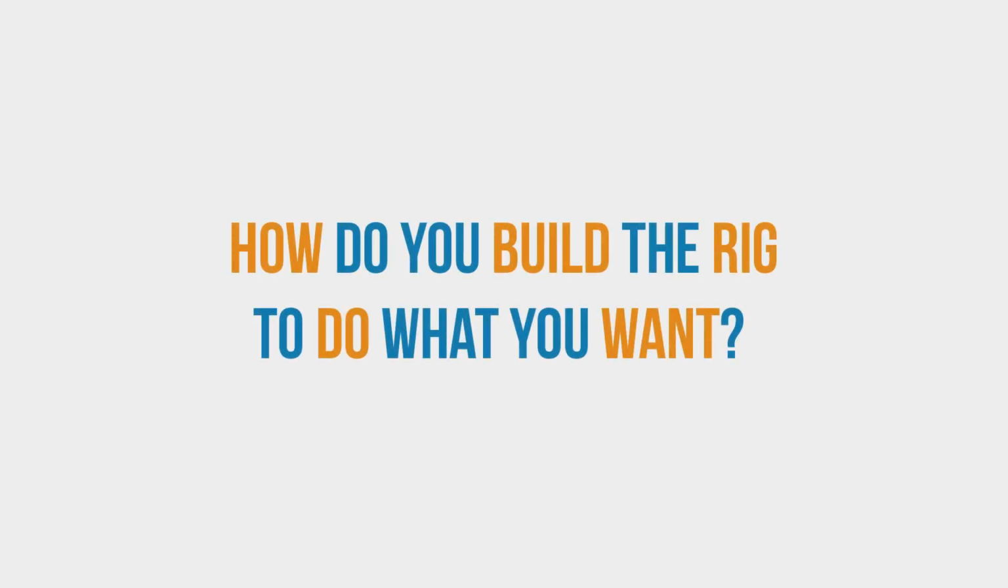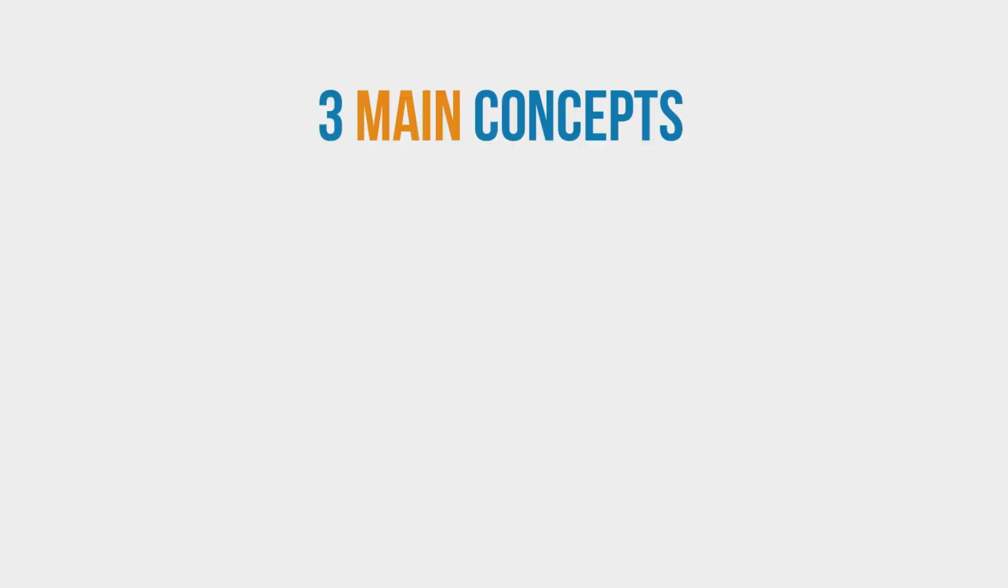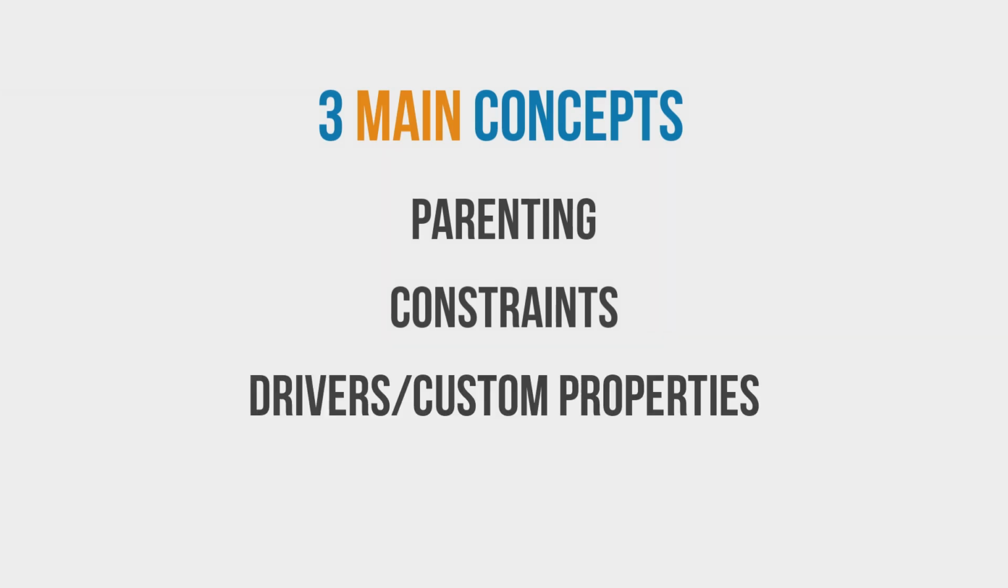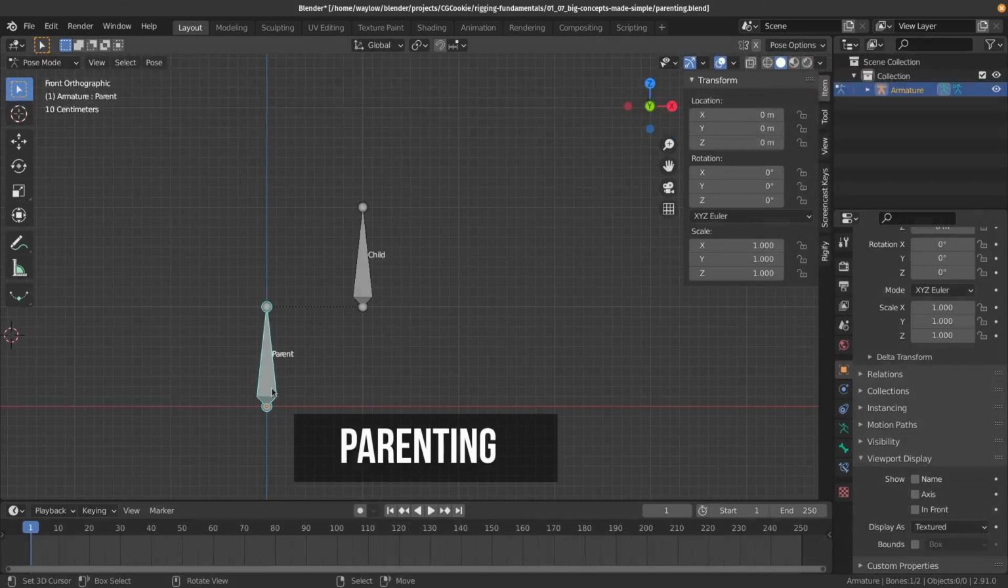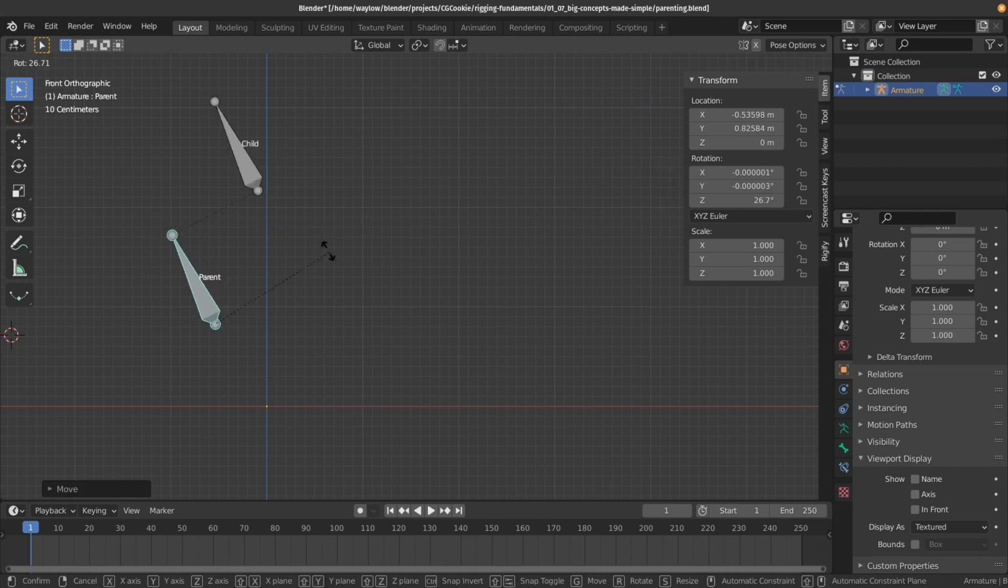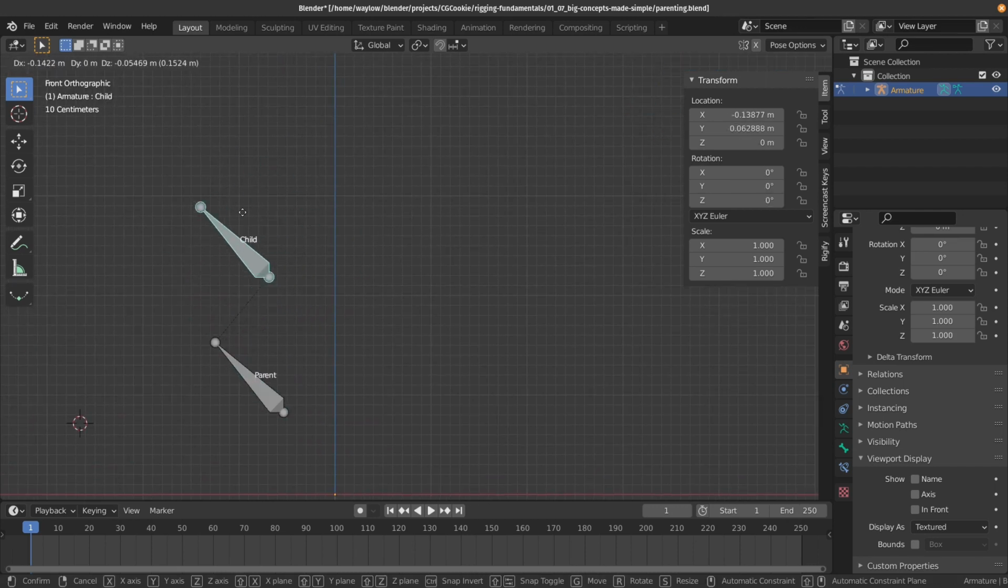So how do you build a rig and connect everything so it does what you want it to do? Well, there's also only three main things. There's parenting, there's constraints, and there's drivers and custom properties. And they kind of work in tandem with each other. So parenting, this should make sense to you already. All objects and or bones can have a parent. So when the parent moves, the child can follow along, but it can also move freely.